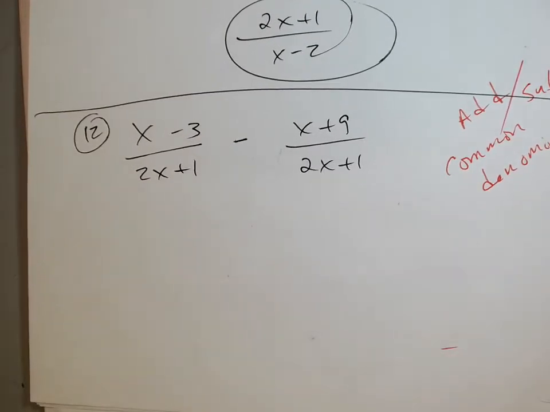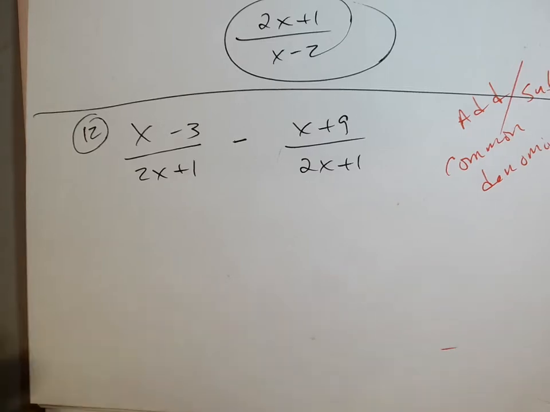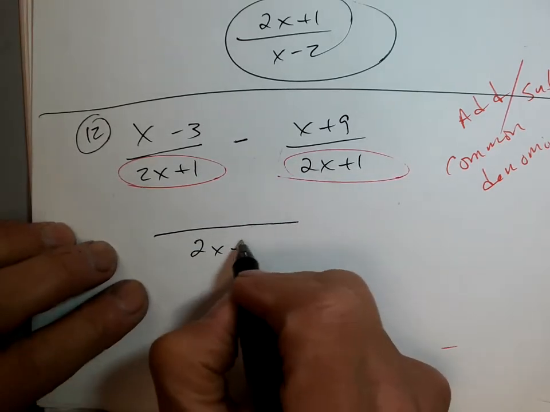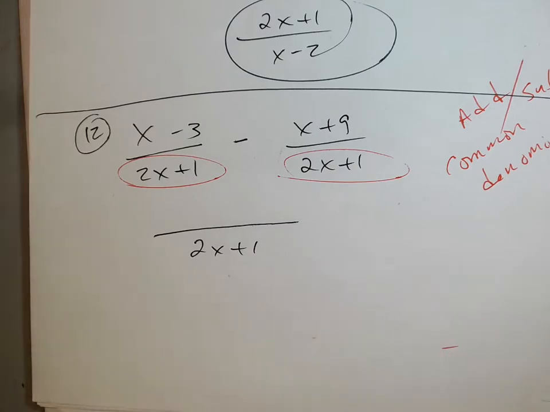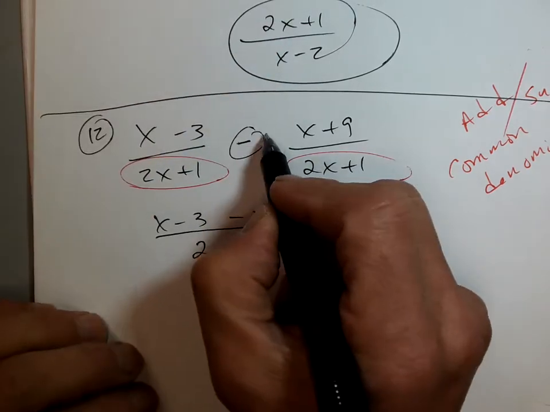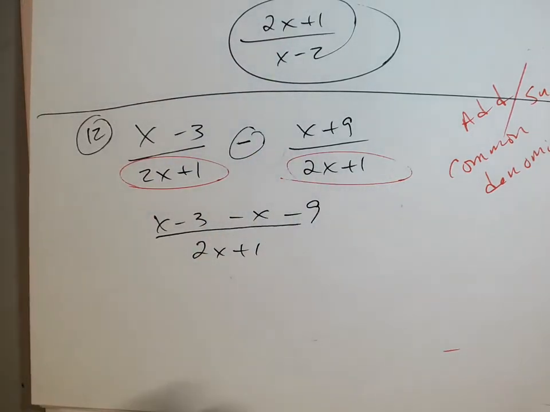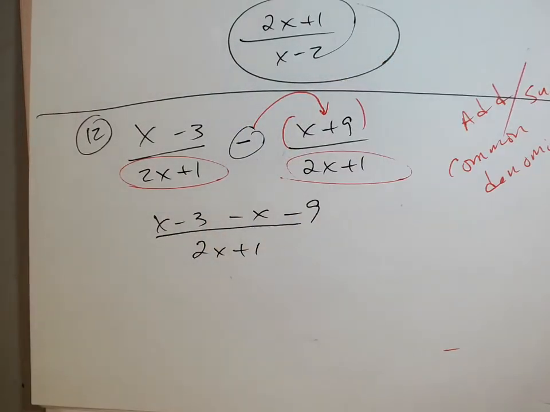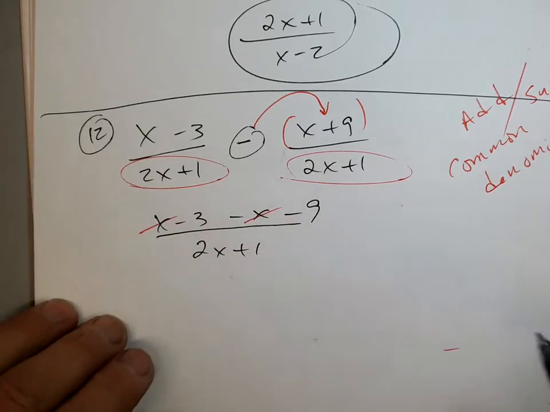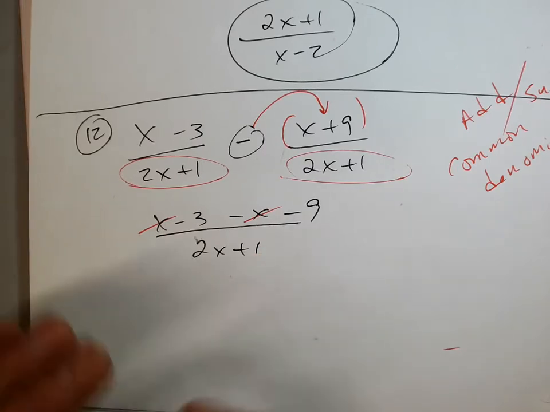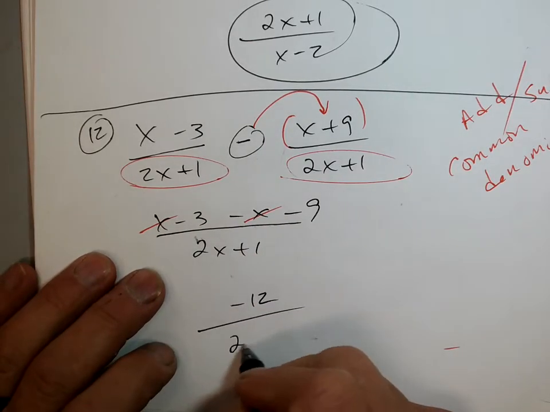Well, the beauty about this problem is you already have a common denominator. So my common denominator is 2x plus 1, right? So I get my 2x plus 1. And let's see what we get on the bottom. We're going to have then an x minus 3 minus an x minus a 9, because I brought the negative over, right? Make sure I brought the negative to the 9. Don't forget that, because I'm subtracting both of them. Okay, now let's see what I got. Well, x's cancel with x's, right? Negative 3, negative 9 makes a negative 12. So I'm going to have a negative 12 over a 2x plus 1.